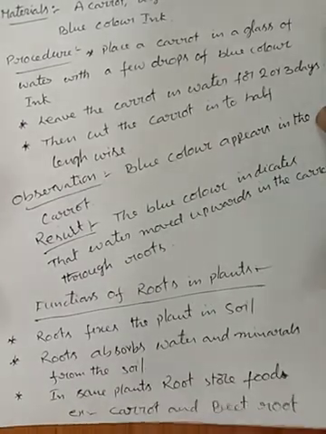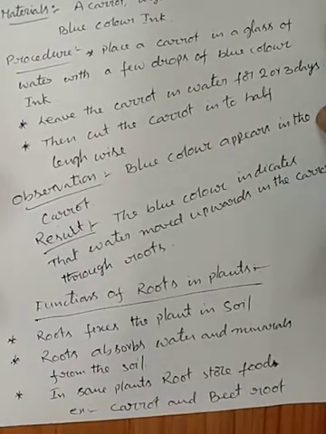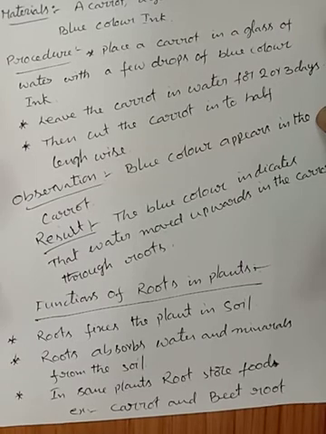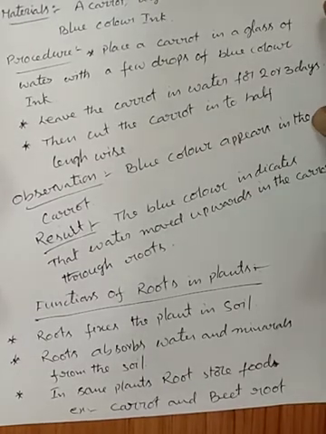Children, in some plants, food materials are stored in different parts of the plants like roots and stems. So carrot, radish, and beetroot store different types of food materials in their roots. Such types of roots are known as tuberous roots or modified roots. Modified roots. Okay.